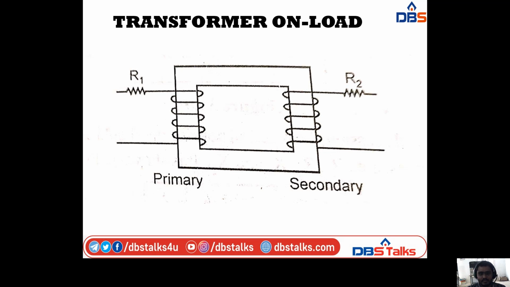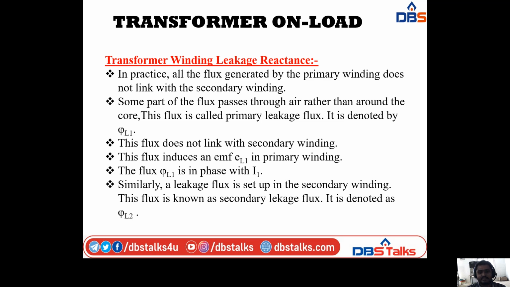Coming to the transformer winding leakage reactance. In practice, all the flux generated by the primary winding does not link with the secondary winding. Some part of the flux passes through air rather than around the core. This flux is called primary leakage flux, denoted by phi L1. This flux does not link with the secondary winding, and that's why we call it leakage flux.